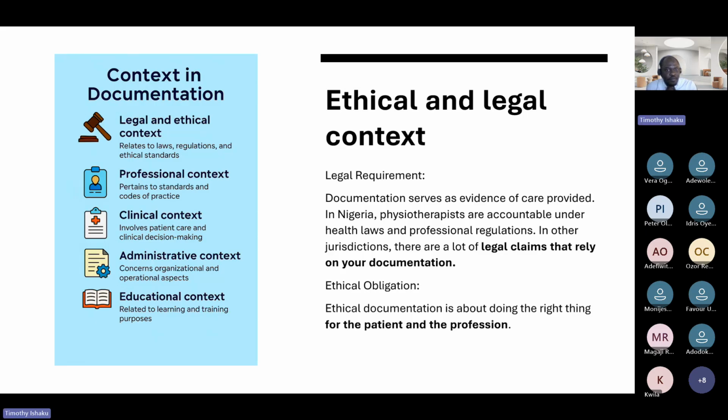I believe ethical documentation is also doing the right thing for the patient as well as for the profession as a whole, because these are things that will put the profession in good light. People will have confidence in, oh, physiotherapists are good note takers. If I went and spoke to them, my confidentiality is protected.